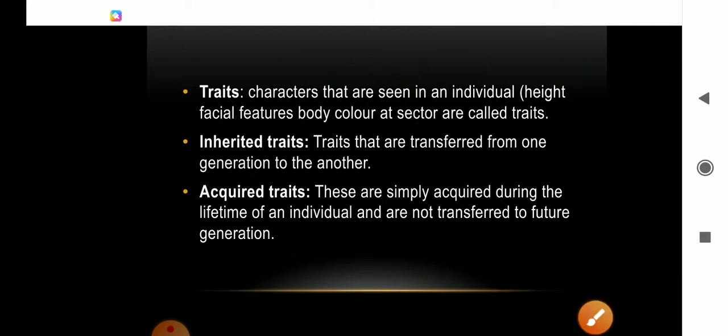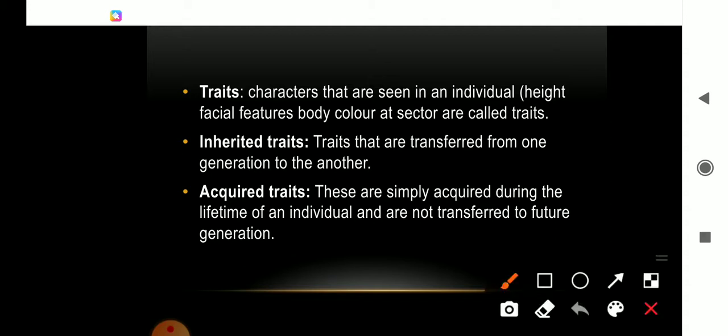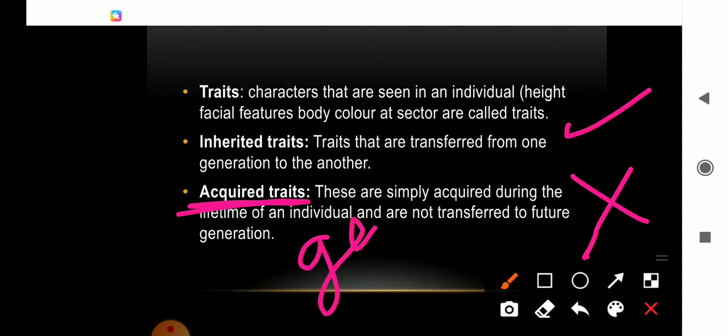Okay, now acquired traits are simply acquired during the lifetime of an individual and are not transferred to the future generation. They will not transfer. These are not transferred because they do not have their effect on the genes, because genes are not affected. For example, you are learning and now you are in the 10th class, and in future you will be a graduate, postgraduate, and you will have a lot of experience. But these experiences will not transfer to your child, to your babies. These are not transferred because they do not have their effect on the genes, and such types of characters are called acquired traits.